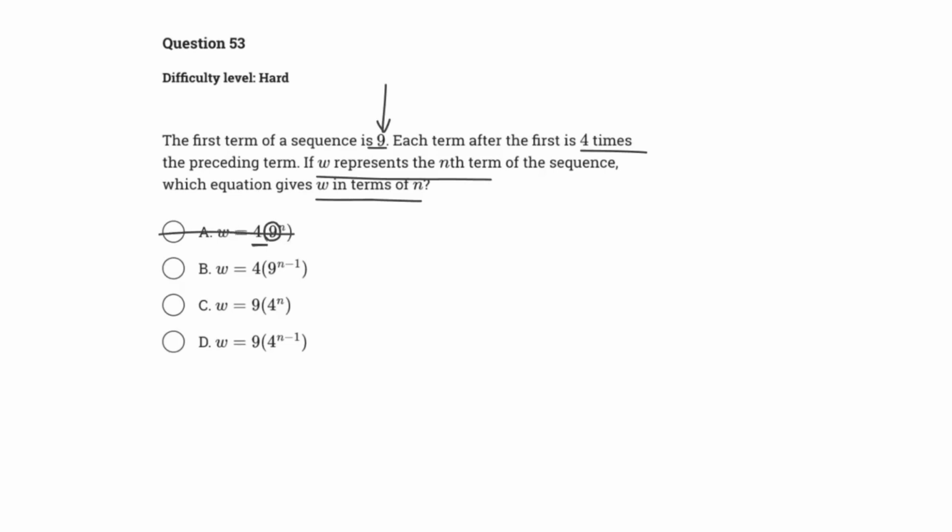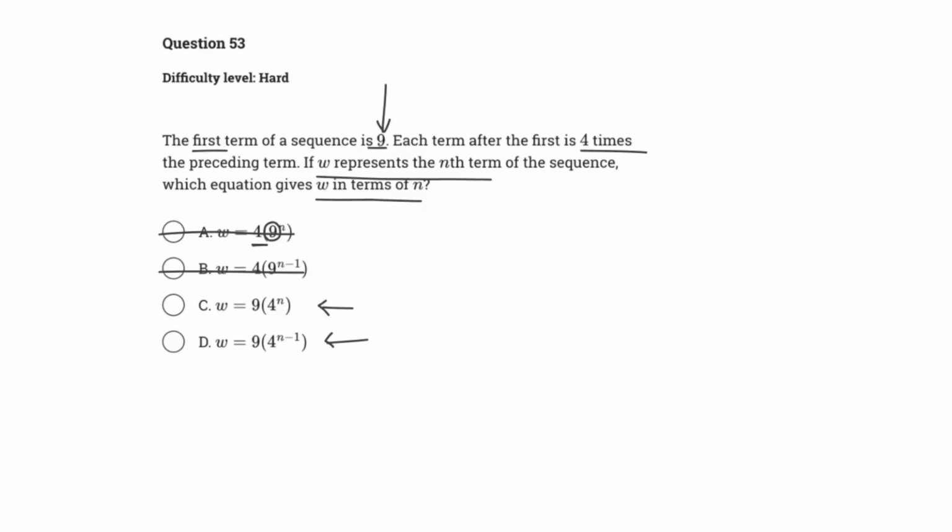So it cannot be A and it cannot be B. So is it either C or is it D? Well, this is key information. It says if W represents the nth term, so W represents the nth term, and we know the first term right now is 9, right?